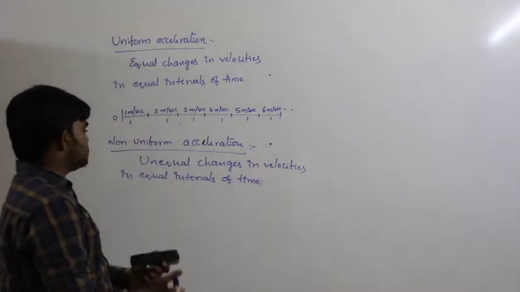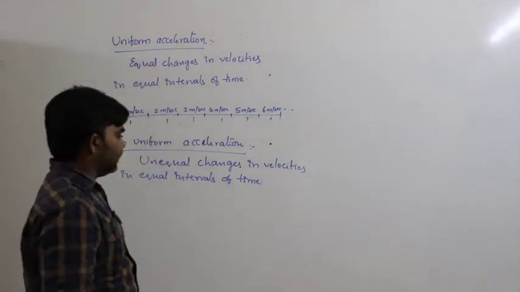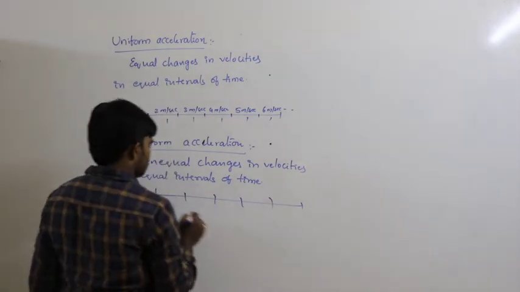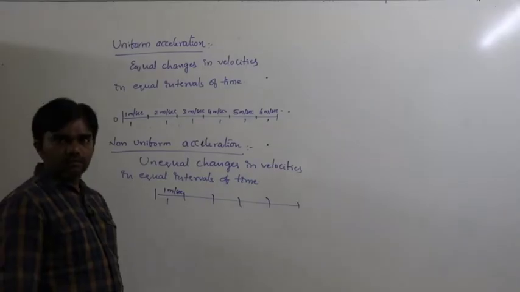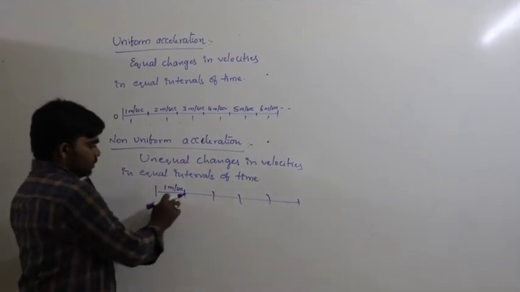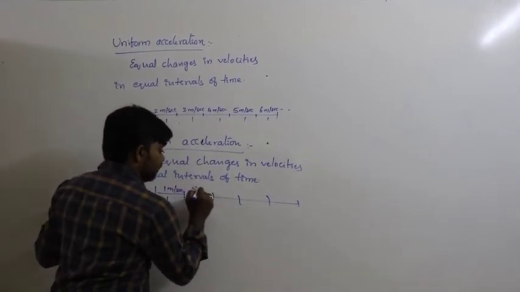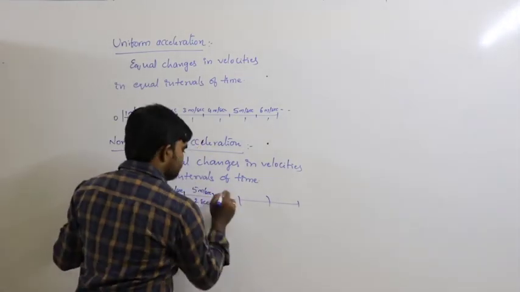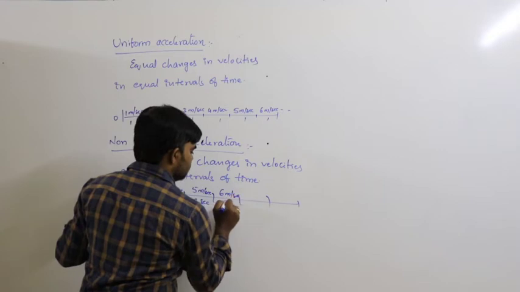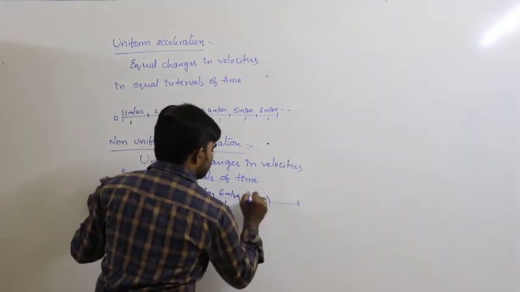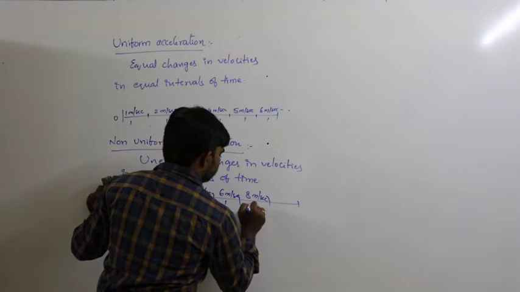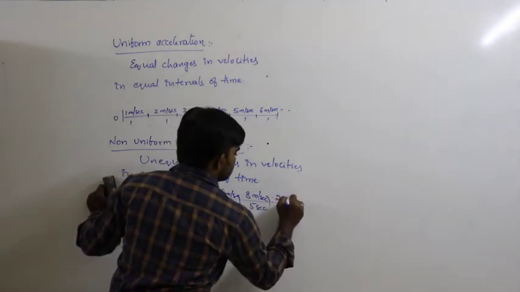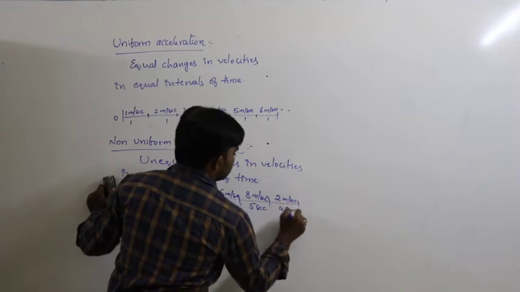Unequal changes in velocities in equal intervals of time. See here, let us say 1 meter per second, 1 second. Let us say 5 meters per second in 2 seconds. Let us say 6 meters per second in 1 second. 8 meters per second in 5 seconds. 2 meters per second in 4 seconds, like this.